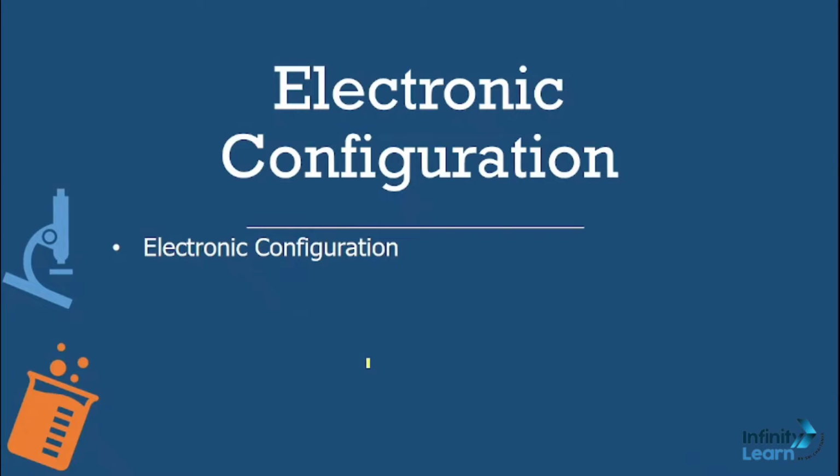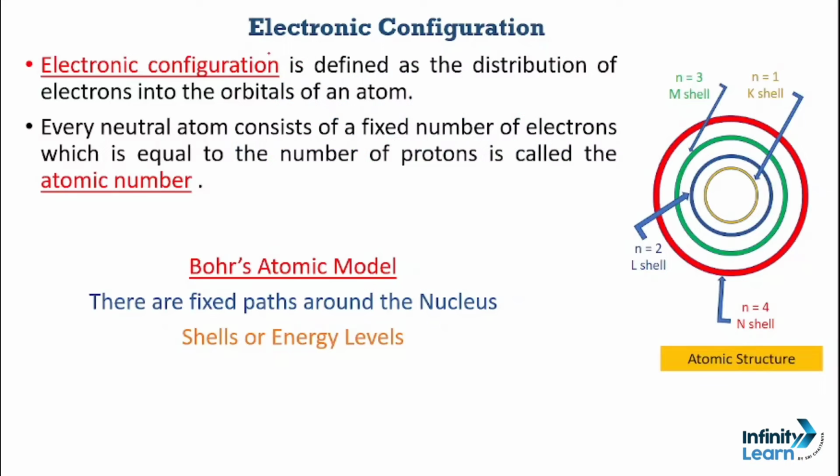Hello everyone, so in this video we will be learning about electronic configuration, and there are some important relevant topics that we need to cover during electronic configuration. So let's move ahead with our topic. So friends, what is electronic configuration? Electronic configuration is mainly defined as the distribution of electrons into the orbitals of an atom.